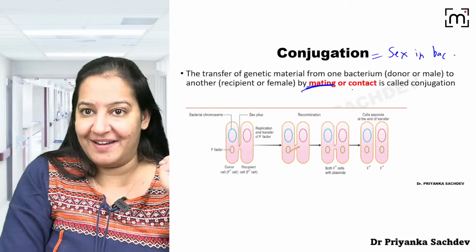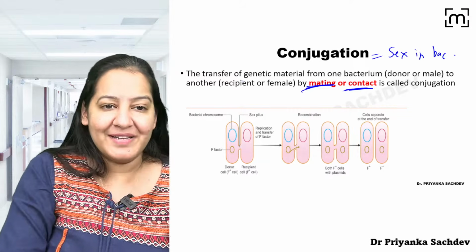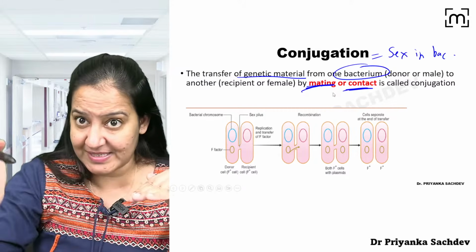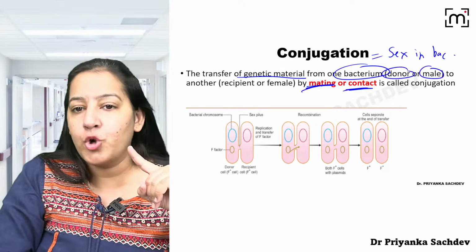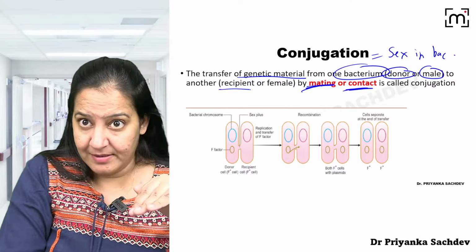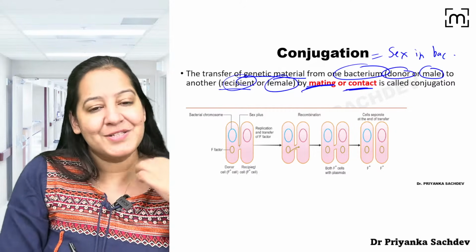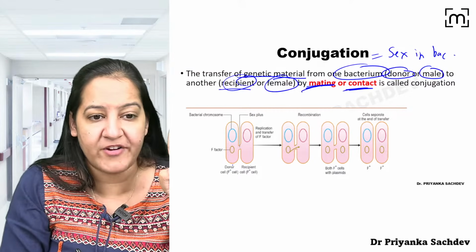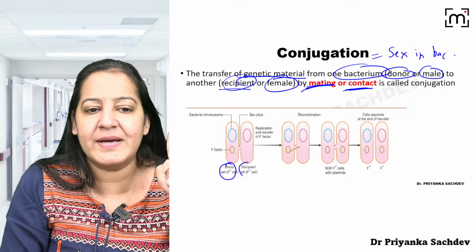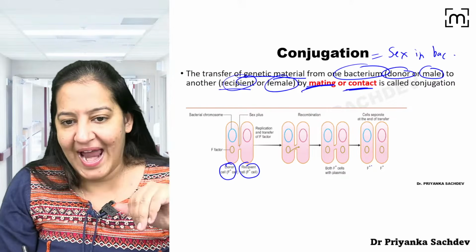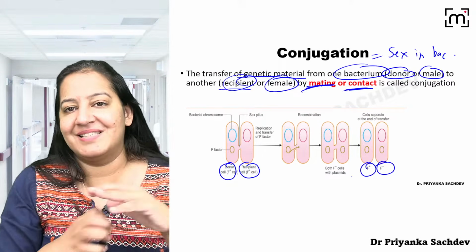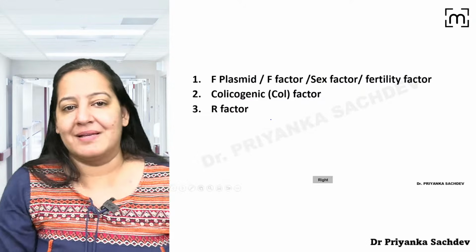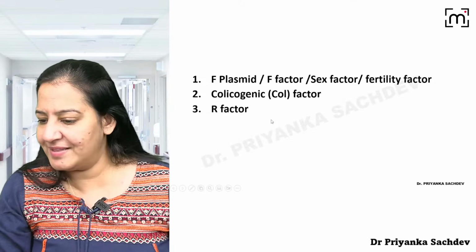Conjugation is mating in bacteria or physical contact in bacteria. It is the transfer of genetic material from one bacteria to another. The bacteria which gives the genetic material is a male or a donor. The second bacteria which receives is a recipient or a female. So the same story is given here. At the start, you can see, if you can zoom this diagram, this one is the donor, male, this one is the recipient, female, right? But at the end, both are males. Both are donors now. And between them a sex pilus is formed. You got my point? Give me a thumbs up if you got it.